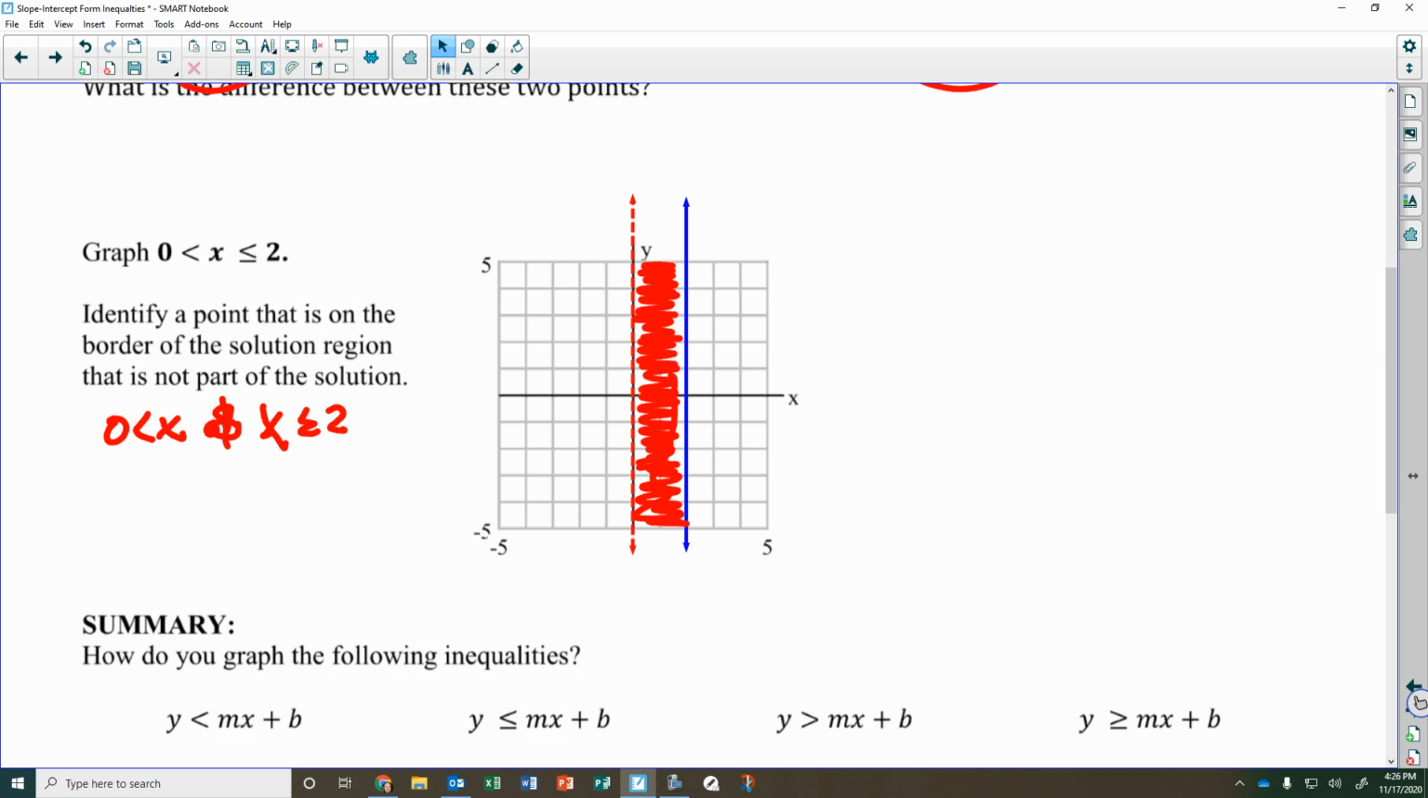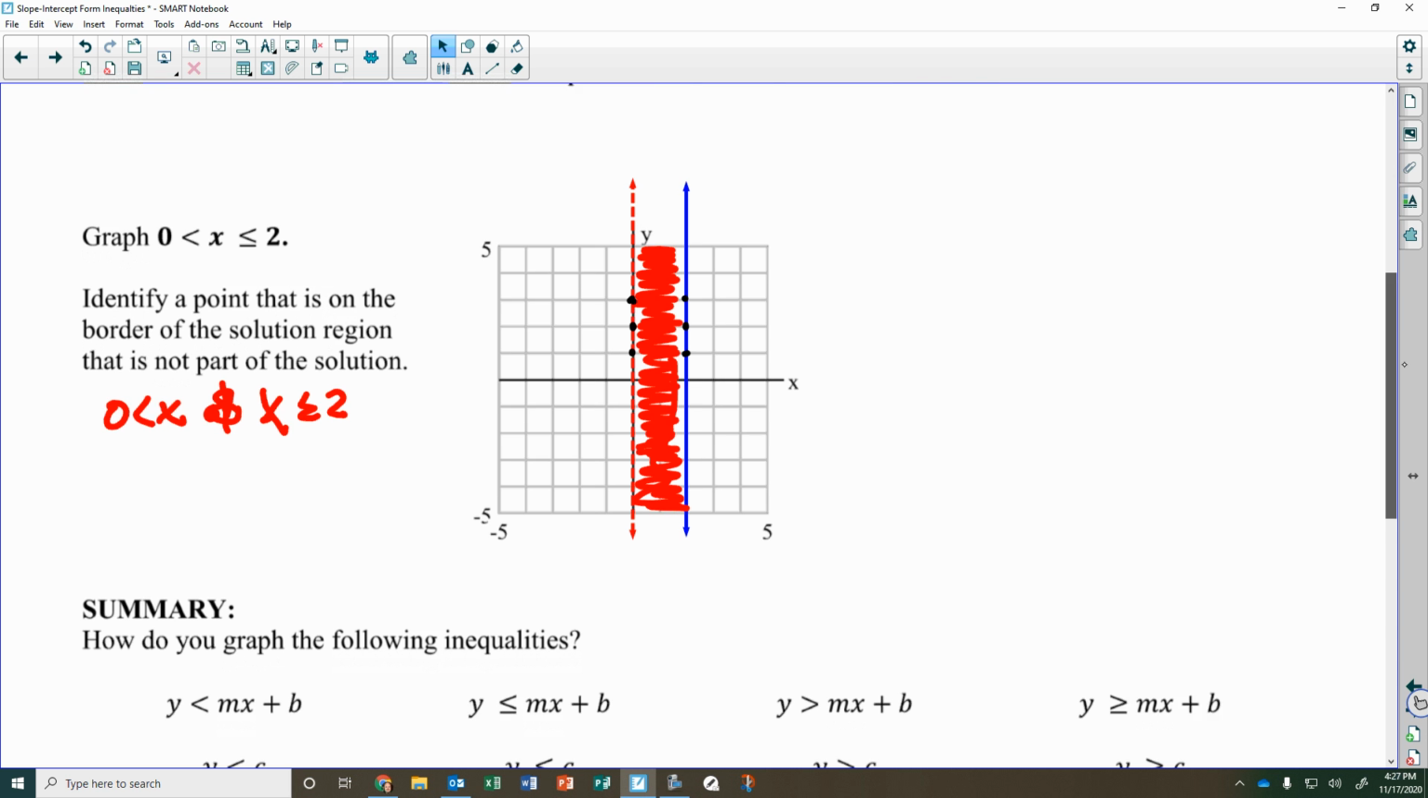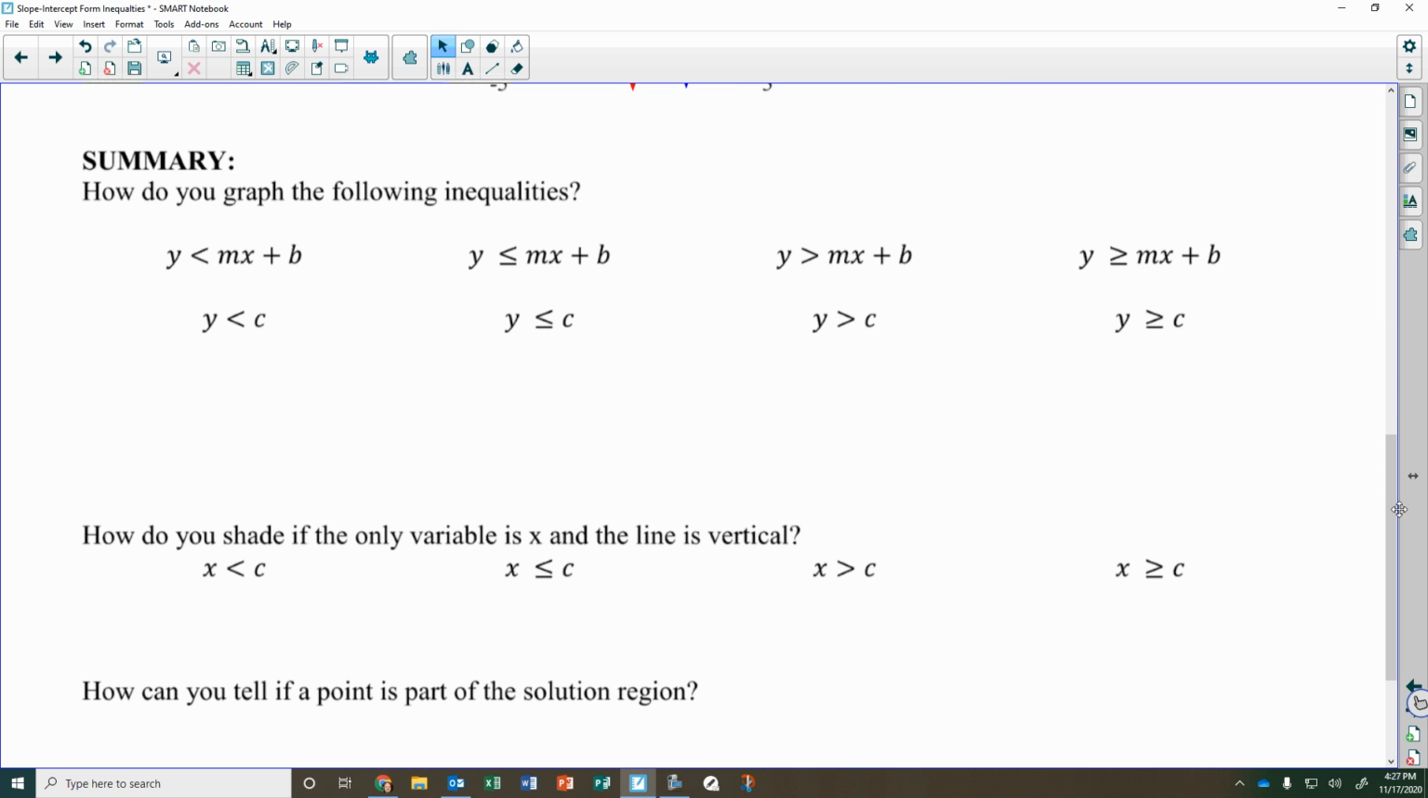So it says identify a point that is on the border of the solution region that is not part of the solution. (0, 1), (0, 2), (0, 3) are all points that are not a solution. But (2, 1), (2, 2), (2, 3) are, because that line is solid. And anything in between in this shaded region will be an answer for this. Okay? All right, so down below, a little summary here.